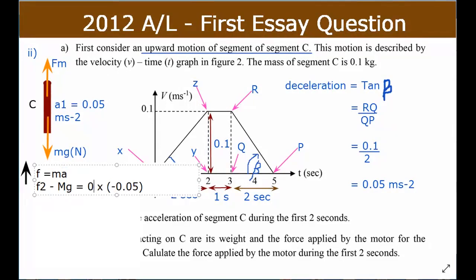This capital M is 0.1 kilogram. I think you can do the rest and find the value of F2. F2 is the new force given by the motor to the segment C. Start there, find the value of F2 and send your answer to my Zoom chat. Start.